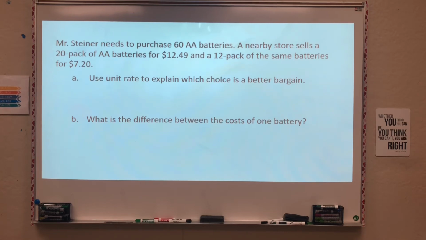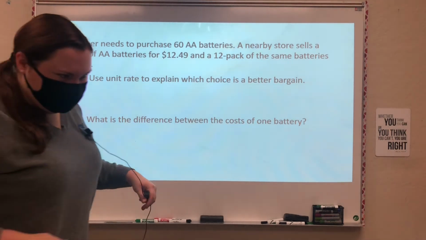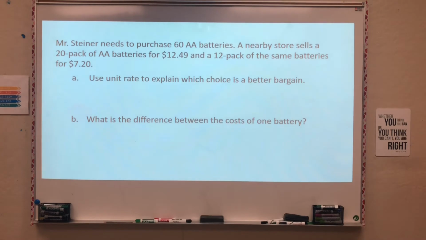Mm-hmm. Yep, and then same thing here. You want the cost first. Okay. Cost divided by battery is going to give you cost per battery. Okay. Mm-hmm. Let me peek at what you got.